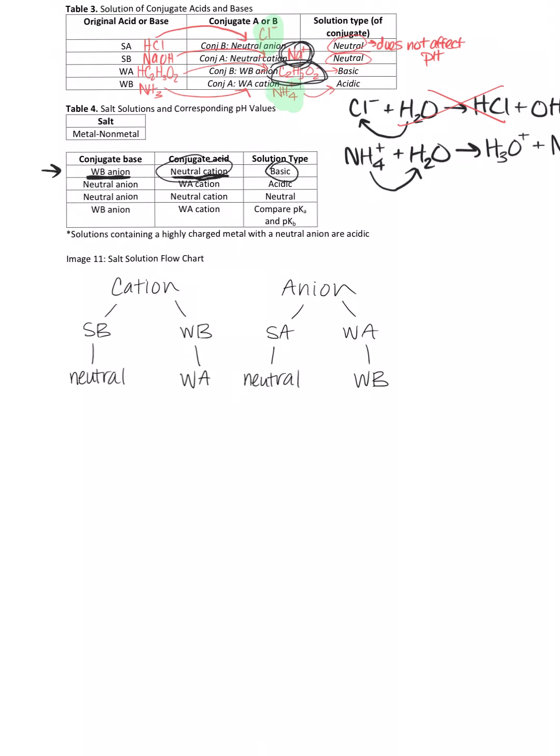If you have an anion that's neutral and a cation that's acidic, the solution will be acidic. If you have an anion that's neutral and a cation that's neutral, the solution will also be neutral. And let's say you have an anion that's basic and a cation that is acidic. In order to know the solution type, you have to compare which one's stronger. Do you have a stronger acid or do you have a stronger base? So there's a lot of information here.